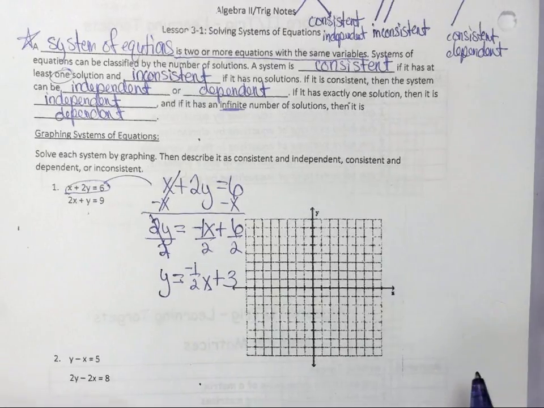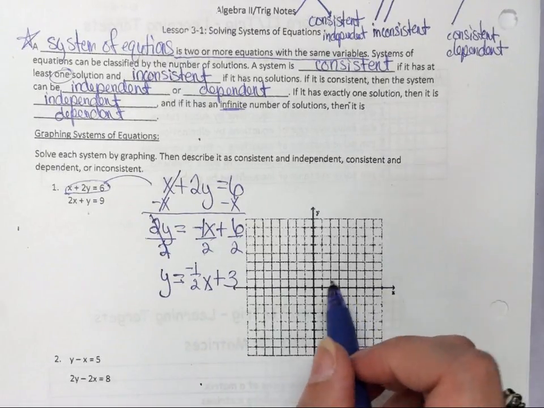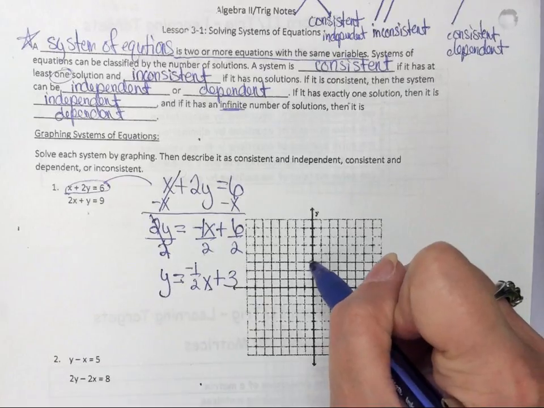Alright, so I got to graph it. What do I do? B for beginning. What's my B? Positive 3. So I'm going to go up 3, put a dot.